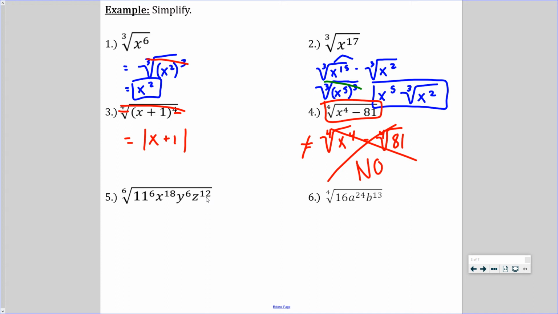I see even, so I'm on the lookout for even, odd. 11's already written as a perfect 6th power. Sweet. 3 to the 6. Okay, what about x? What about y? Are you saying y is already perfect? You're right. What about z? Z squared. All right, we're on the lookout for even, odd. There's a lot of evens here.